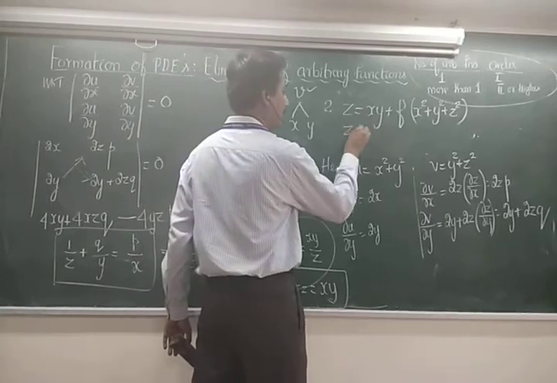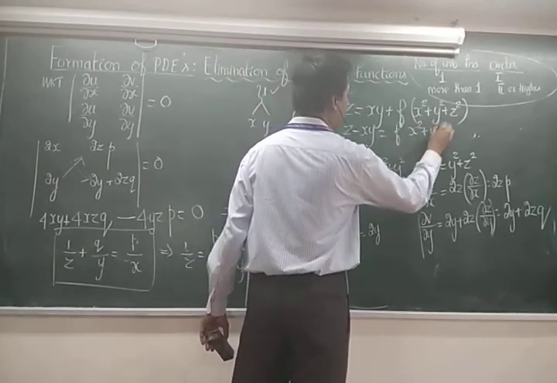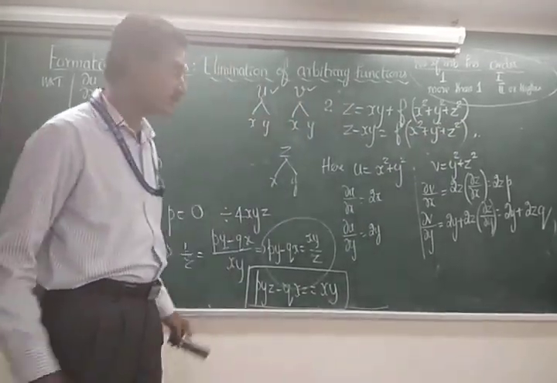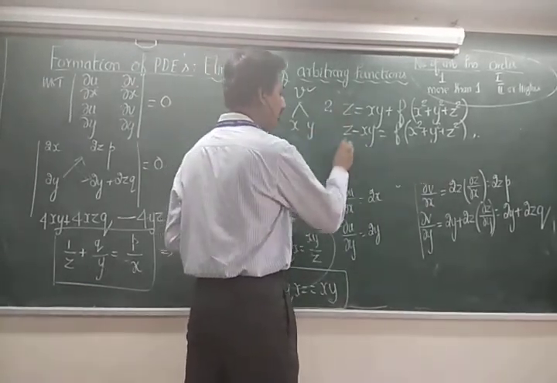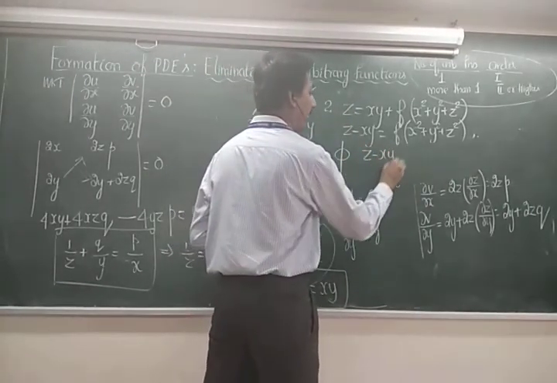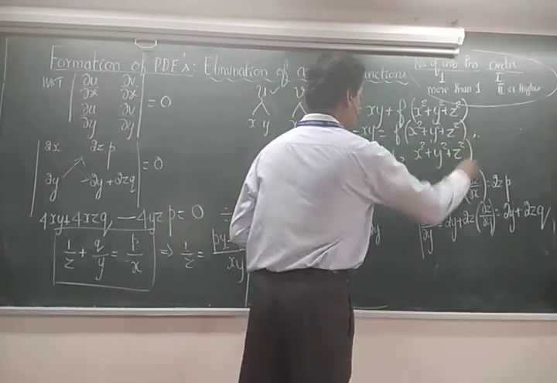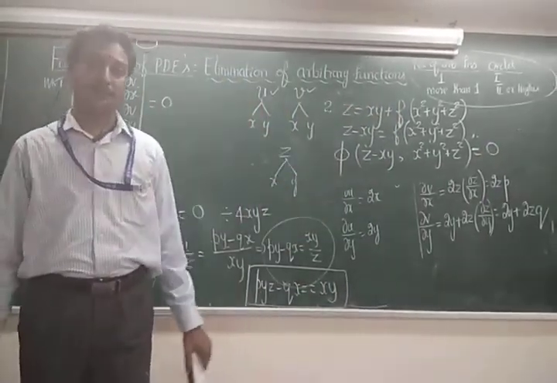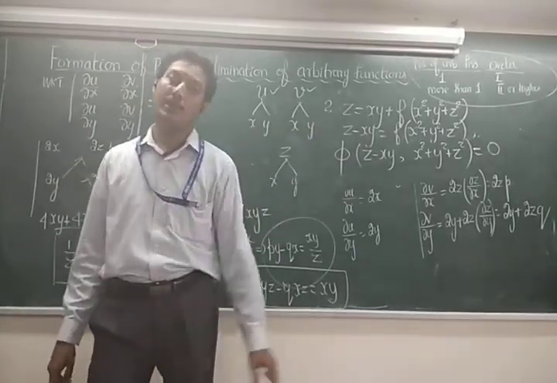This can be written as z minus xy is equal to f of x squared plus y squared plus z squared. And this can be done as a function of z minus xy comma x squared plus y squared plus z squared is equal to 0. So this is another way to represent the given equation in terms of phi of u comma v.